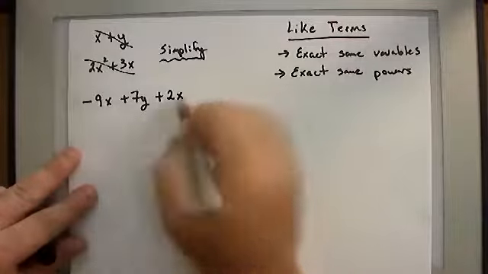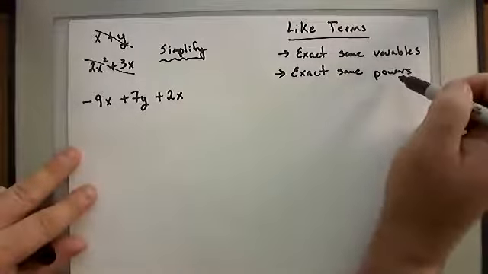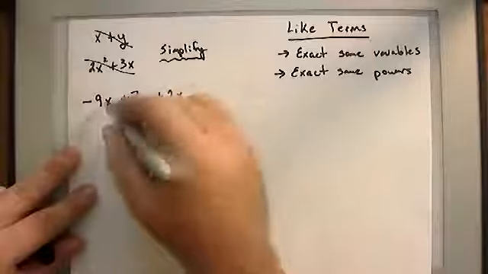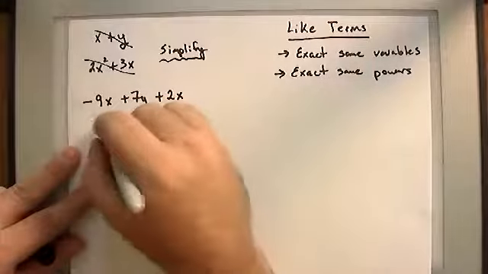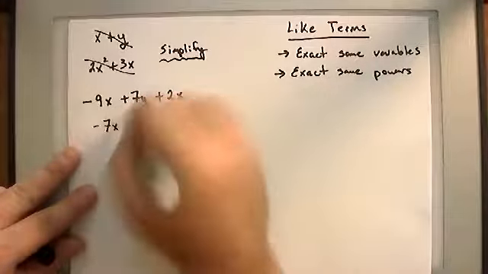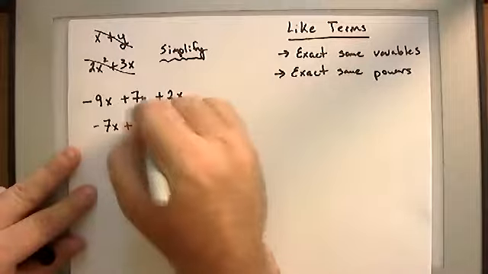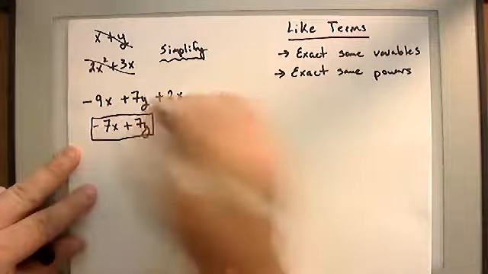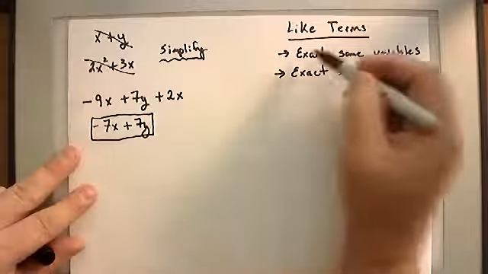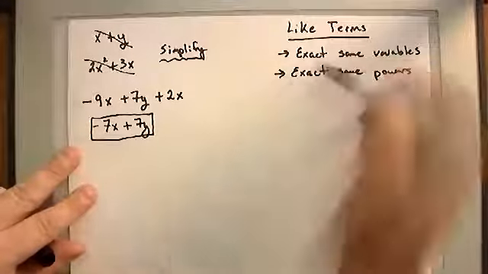You can put your x's together, right? They have the same variable and they have the same power. So negative 9x plus 2x, that's negative 7x. And then we still have the 7y we didn't do anything with, and that's it. You're just combining like terms. There's nothing crazy, but we probably want to have a definition for exactly what like terms means, okay?